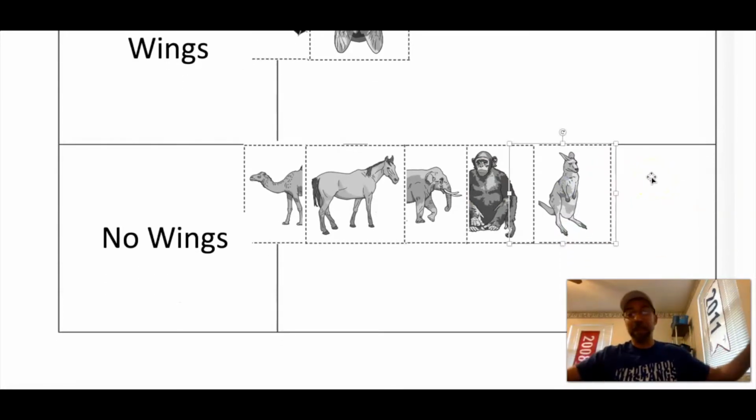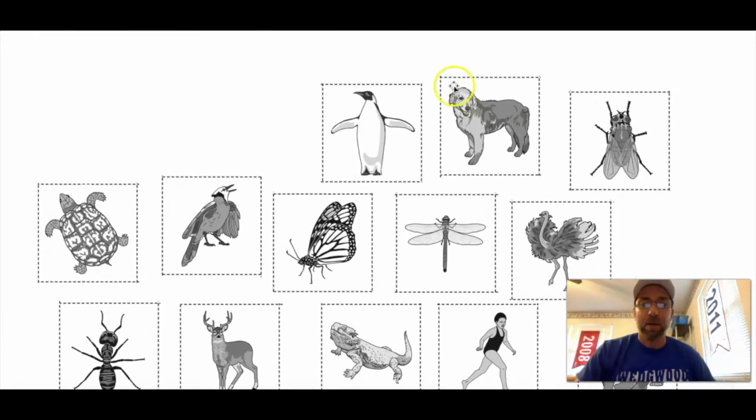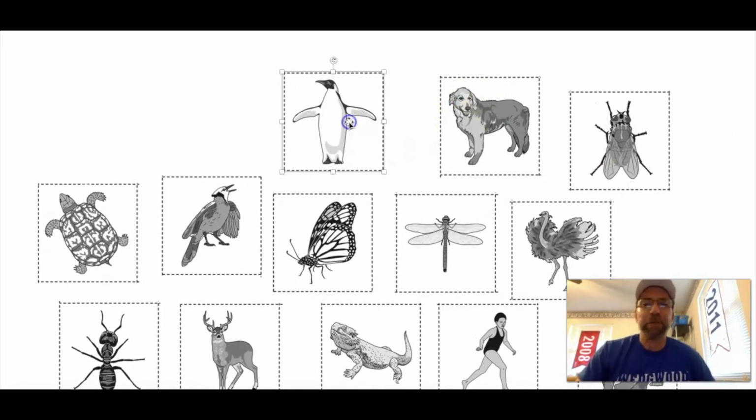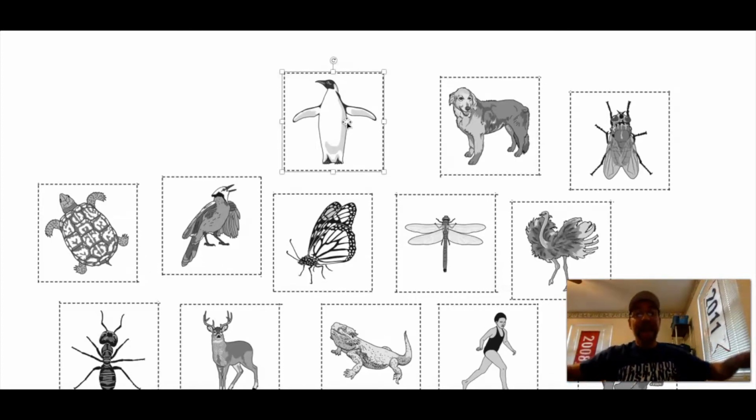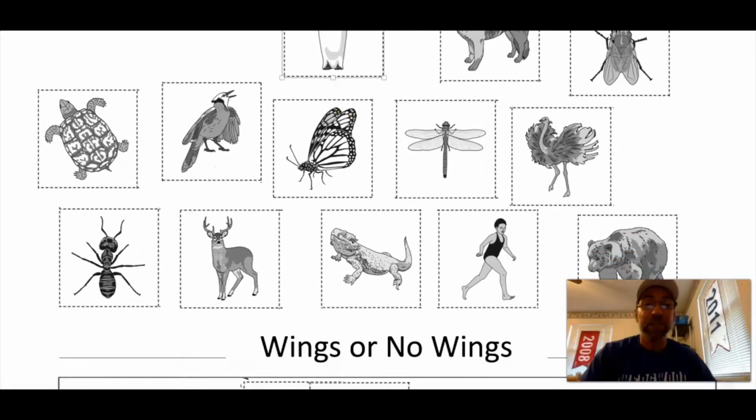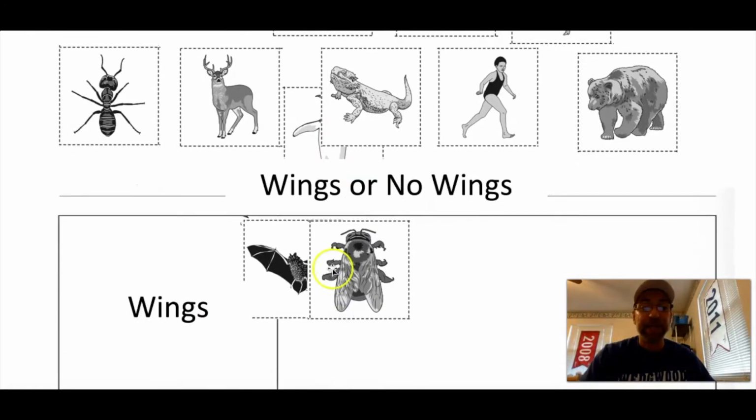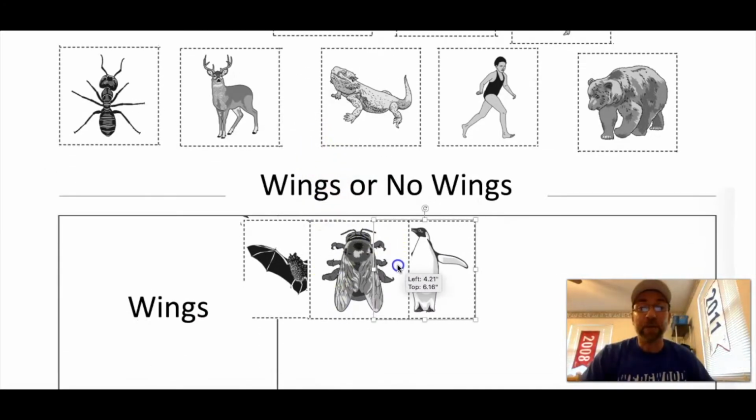Kangaroo doesn't fly. Oh, now this one always tricks some first graders. The penguin. Does the penguin have wings or no wings? Well, a penguin does not fly, but it does have wings. So the penguin is going to go where the wings cards and animals are located.